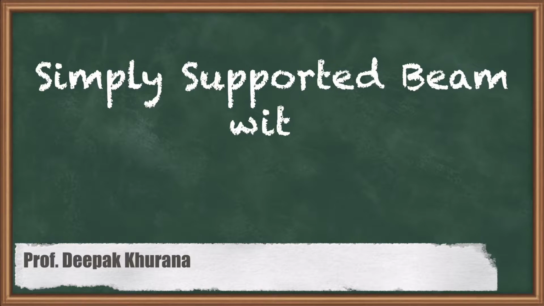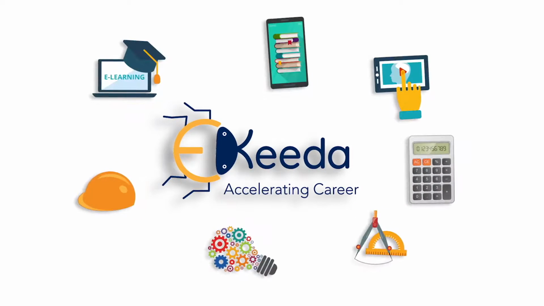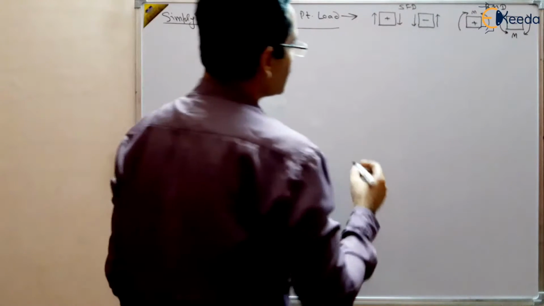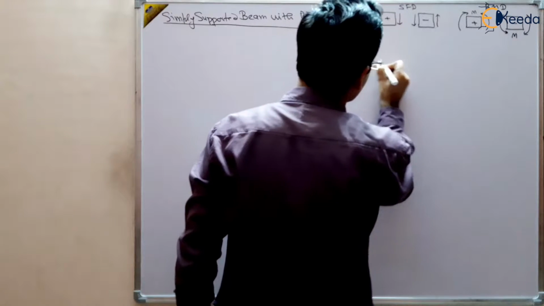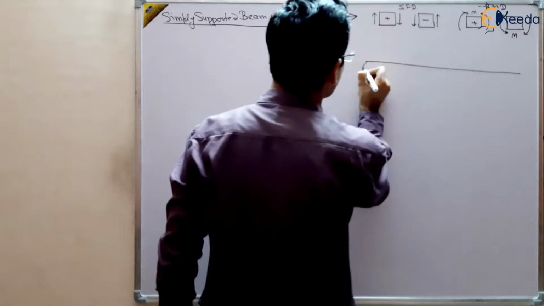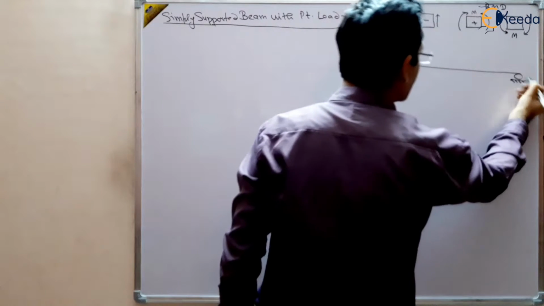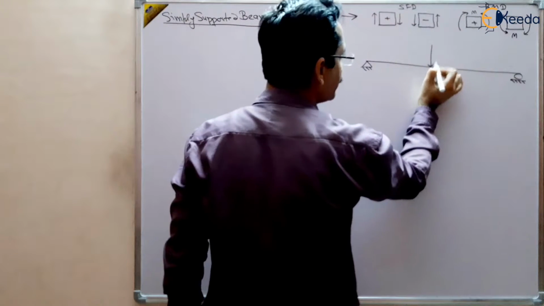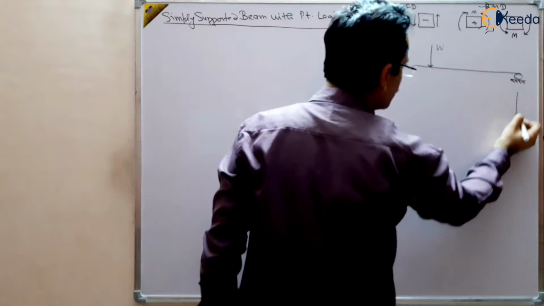In this session, we are going to study a simply supported beam with a point load. Let us take the simple case where the point load is at the center. So this is our simply supported beam, which is hinged at one point and has a roller at the other point, right? And there is a point load, suppose at the center, W. The length of this beam is L.